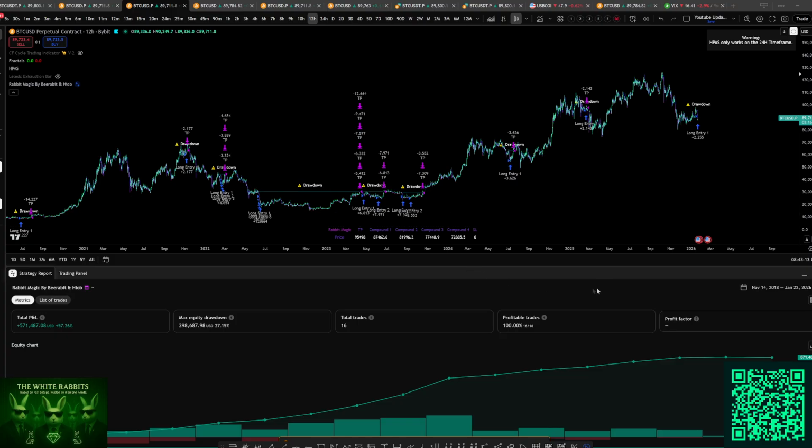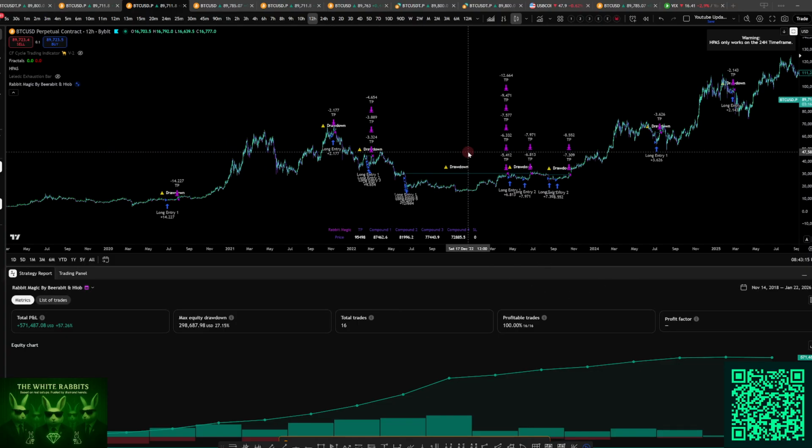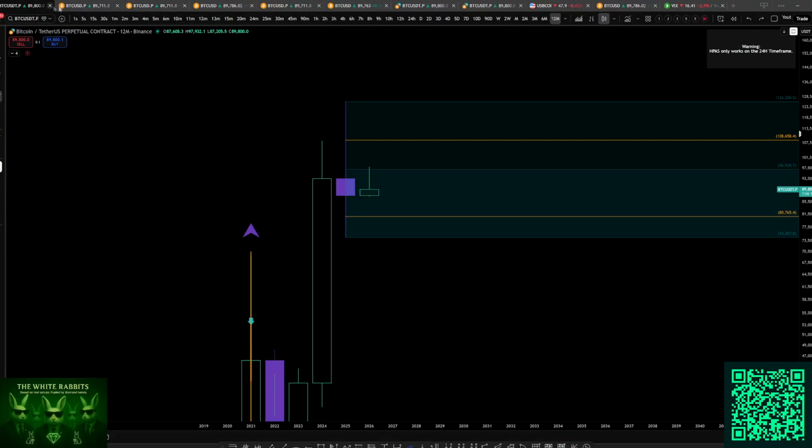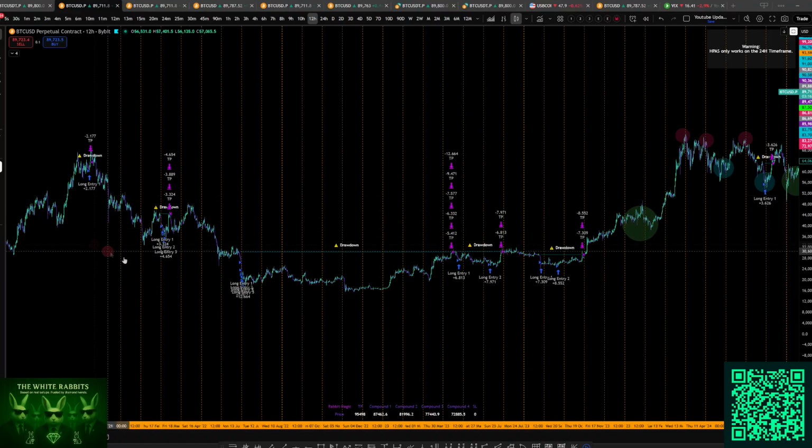Over the last 8 years, this setup has triggered only 16 times. And by the way, if we look at the cycle timing, I can see that many of these triggers happened very close to the same timing windows in the past. Let's look at a few examples.